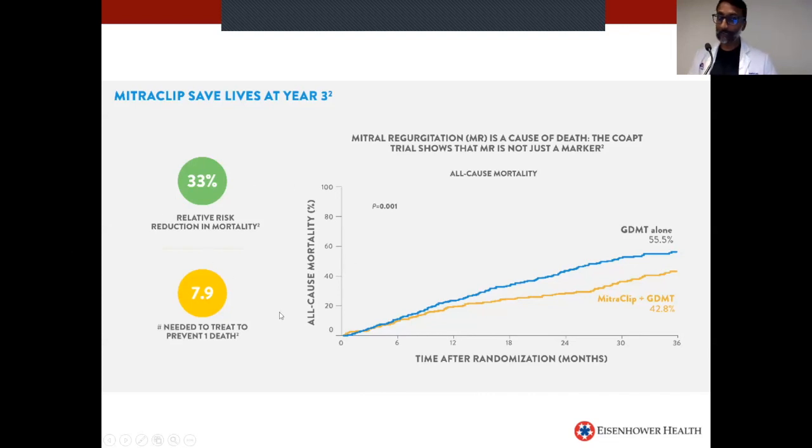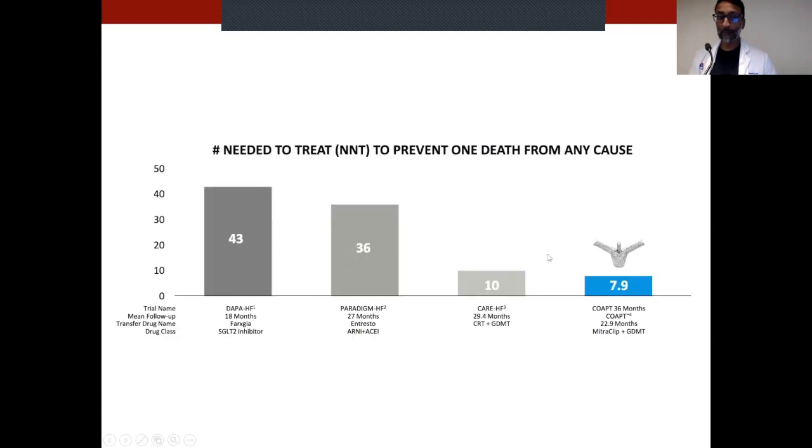And the number needed to treat, again, 8 is a pretty impressive number, because no matter what we do, we put a lot of people on medications when they have heart failure. Some of these medications, you need to treat 43 people with the newest medication called Farxiga to reduce 1 death. Entresto gets advertised on TV a lot. You need to treat 36 people with Entresto in order to prevent 1 death. If you put in a specialized pacemaker to treat heart failure, you need to treat 10 people to get it. So with the MitraClip, at 3 years, if you treated 8 people with the MitraClip, you can reduce 1 death.